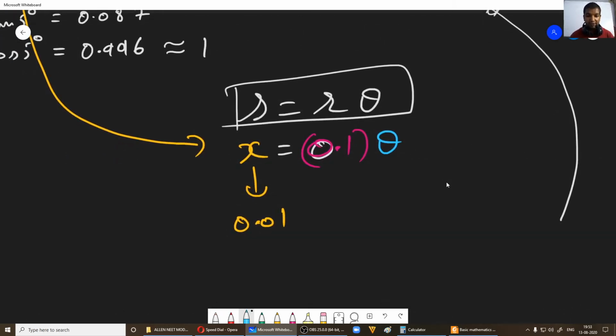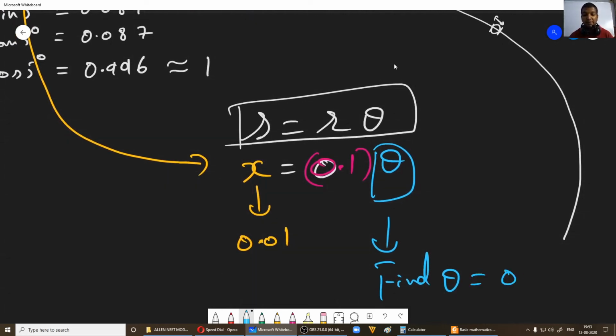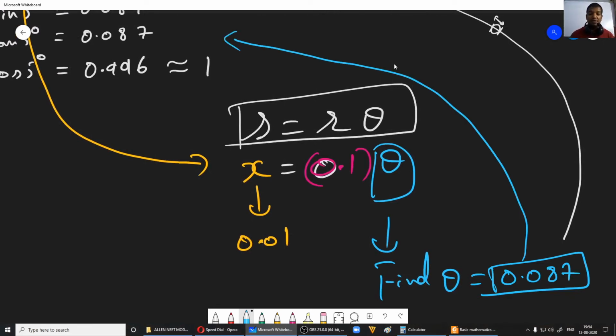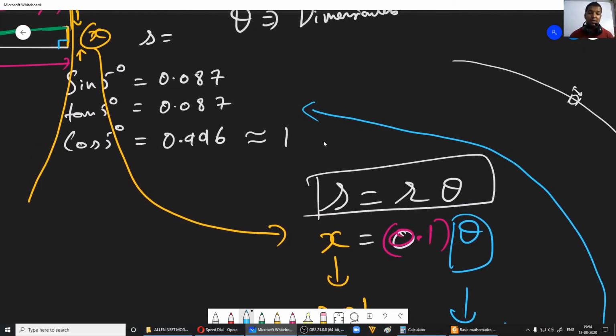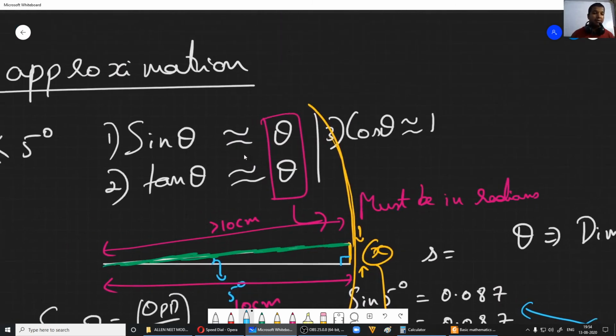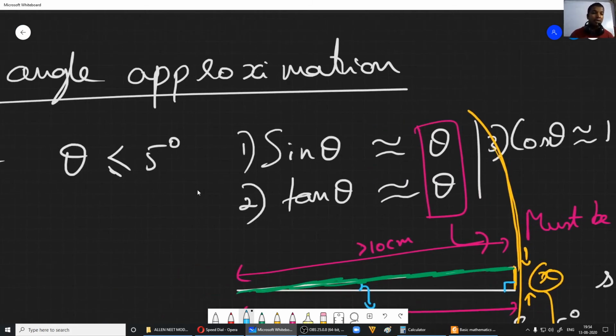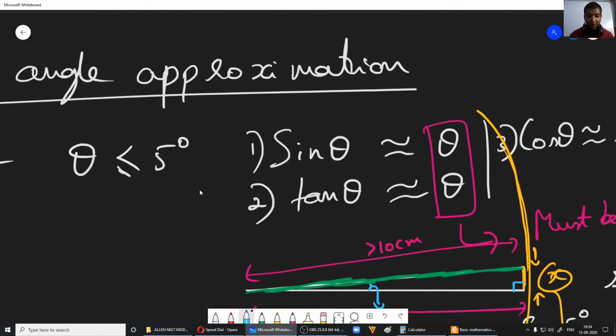Now if you find theta from this, you will see that it will be approximately close to 0.087. If your pencil is sharp and you mark exactly 5 degrees, you'll find that this theta will be exactly equal to 0.087. You need to remember one thing: sine theta and theta, both of them are dimensionless. That is why you can equate them, only at angles less than or equal to 5 degrees. Okay, fine.